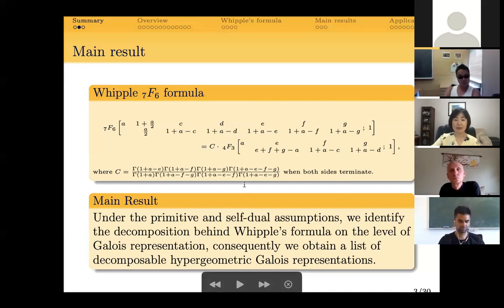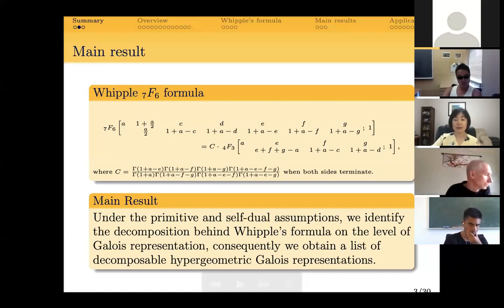So this is actually a pretty useful formula. I used it a few times before. What I'm going to do today is to interpret this formula under the additional assumption of being primitive and self-dual. Then we're going to identify the decomposition behind Whipple's formula on the level of Galois representations. Consequently, we obtain a list of decomposable hypergeometric Galois representations. So that is the end of my elevator pitch.